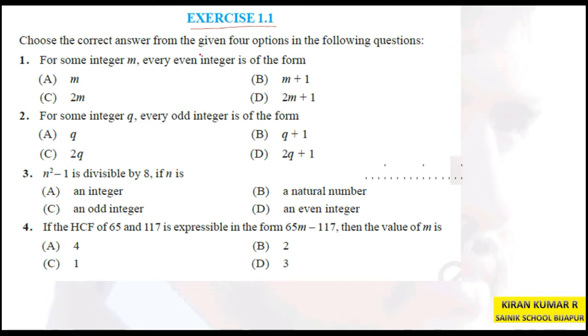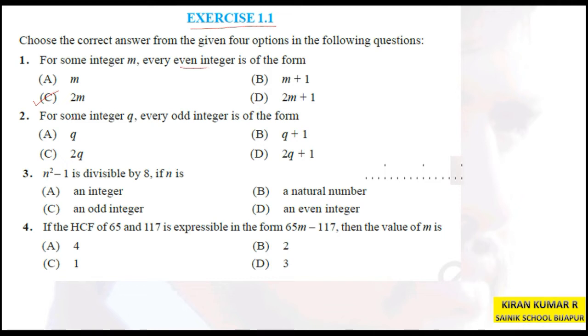Question 1. For some integer m, every even integer is of the form option A m, option B m plus 1, option C 2m, option D 2m plus 1. We have learned in our previous discussion that an even integer will be a multiple of 2 and an odd integer will be 1 more than a multiple of 2. Therefore, the right option is option C, 2m.